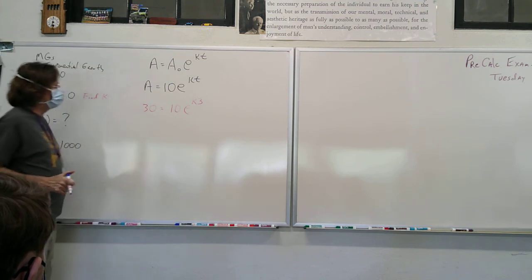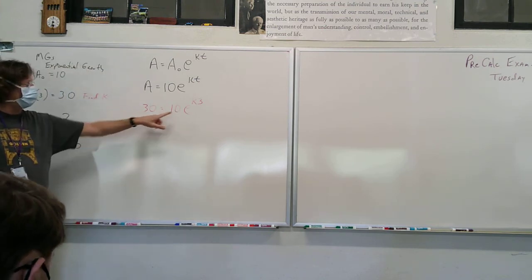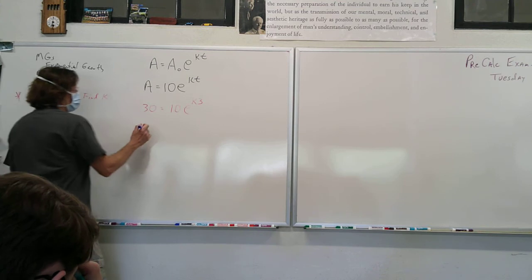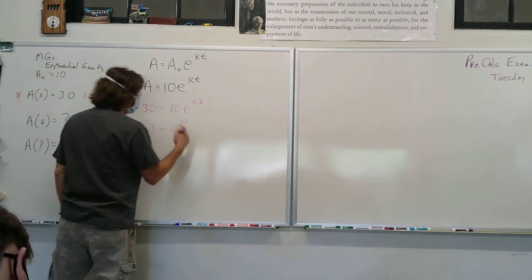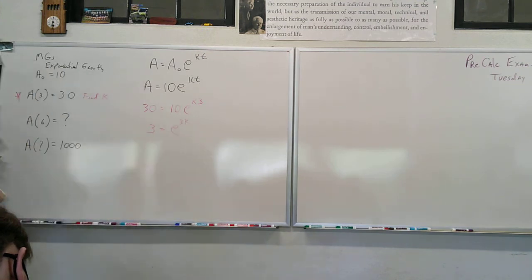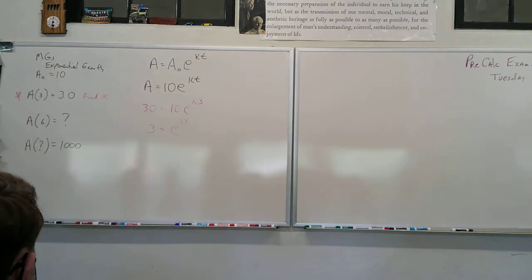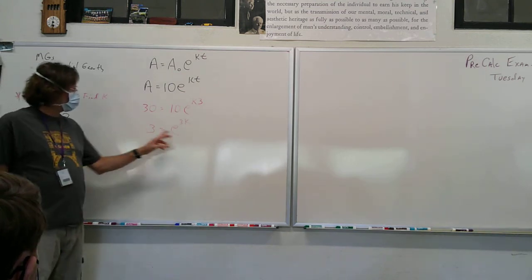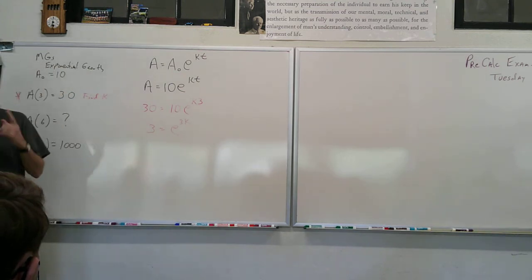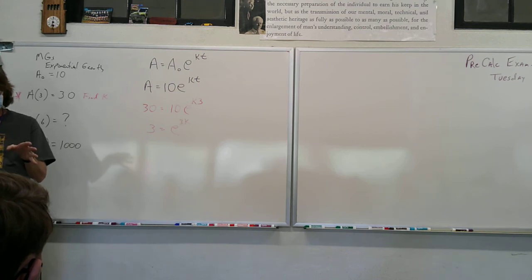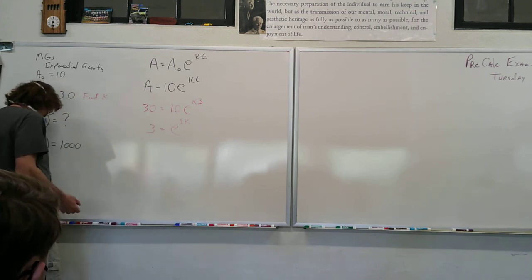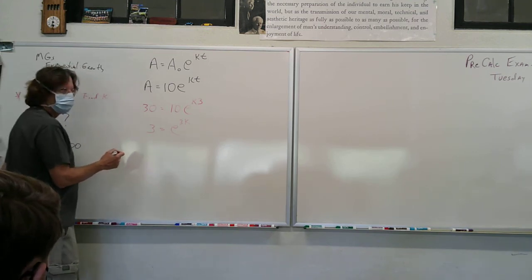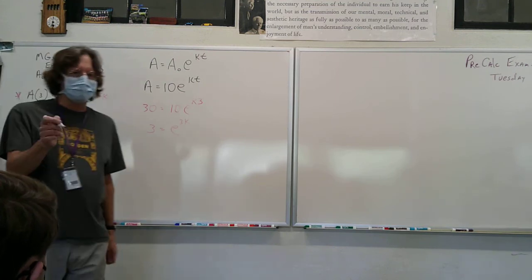I think everybody here realizes the first thing we can do to solve this is divide by 10. So 3 is equal to e to the 3k. I didn't really want those to both turn out to be 3's. Now, you are going to take the natural log of both sides. You're going to use rule 5, or rule 4. But you're going to take the natural log of both sides. I'm going to write it out as a separate step. Is it rule 4 or 5? It's either 4 or 5. It's the one where you take the natural log of both sides.